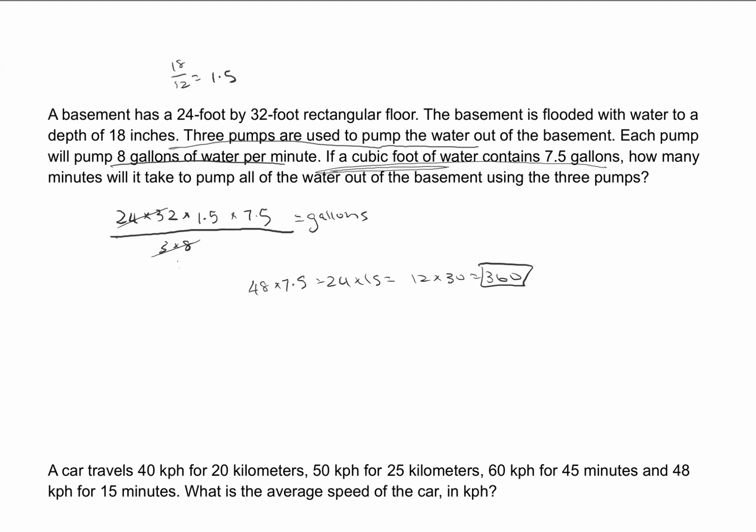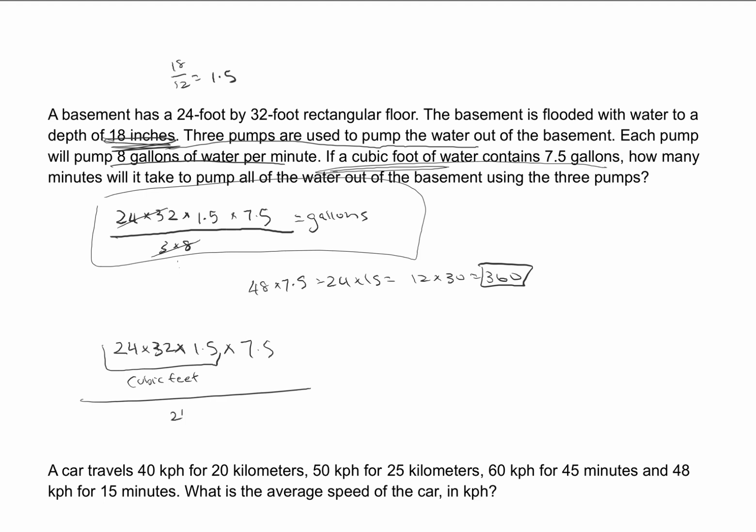So how did we get this number? You guys might ask. Oh, you thought inches was feet? Yeah, that's all right. That can be hard to read. Yeah. So it's 24 by 32 by 18 inches, which is 1.5 feet. And then this is the amount of cubic feet, but times 7.5 over 24, right?